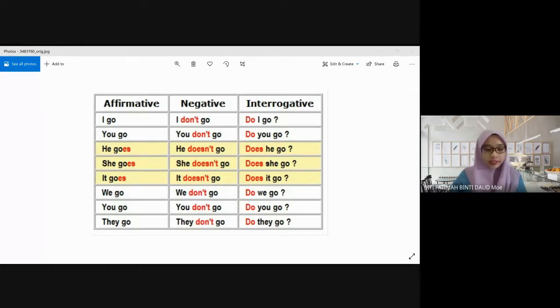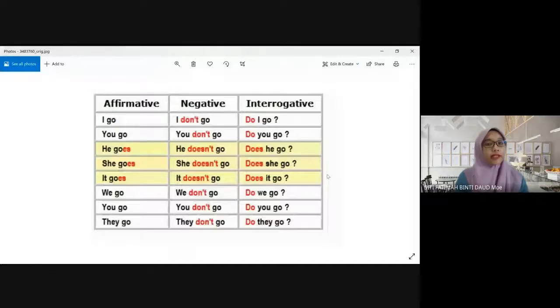Okay, today we are going to learn about present simple and present continuous. If you have your textbook, it's on page 12. But I'm not going to use the textbook yet. Present simple, as you know, is a simple form. Very simple, but continuous means what you are doing right now, sedang dibuat, okay? You'll see the differences later. I just want to show you the difference in the structure.